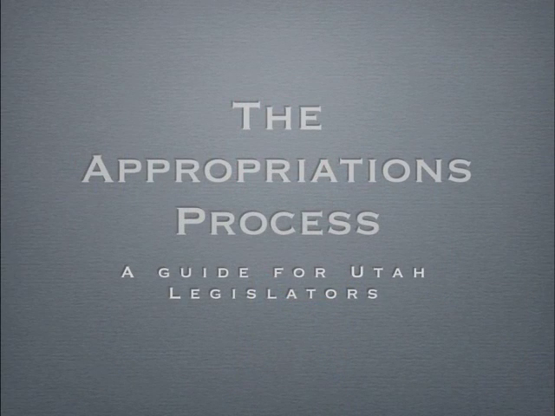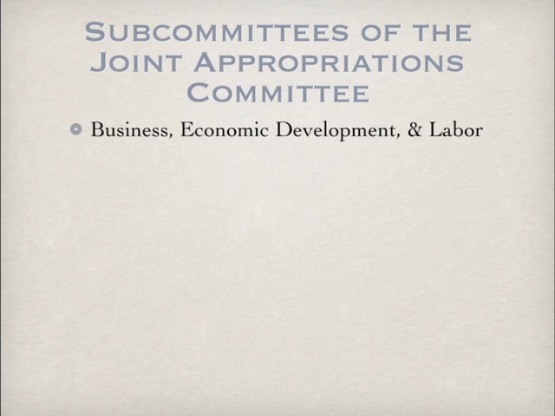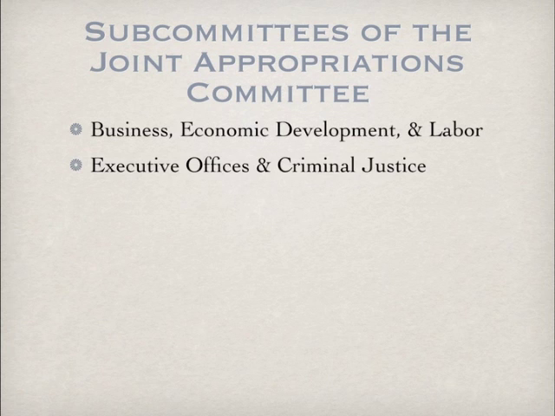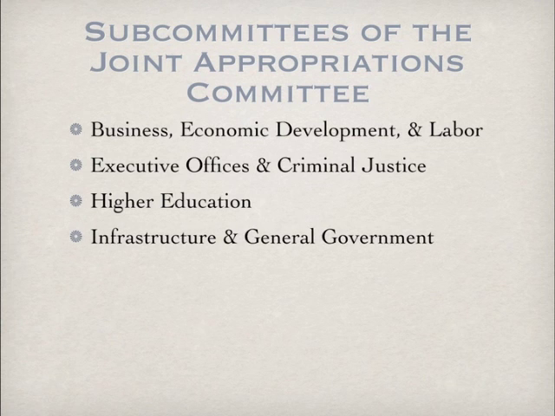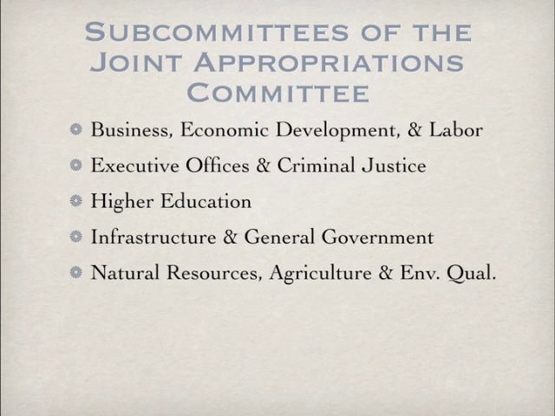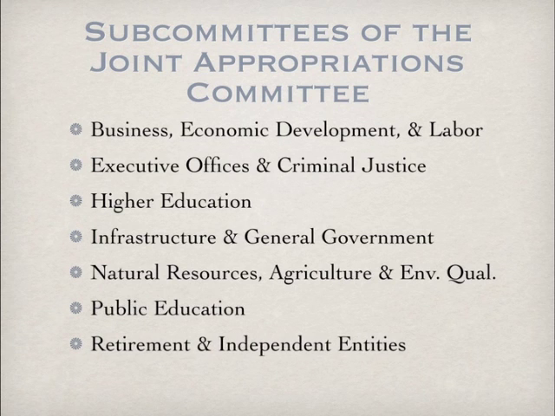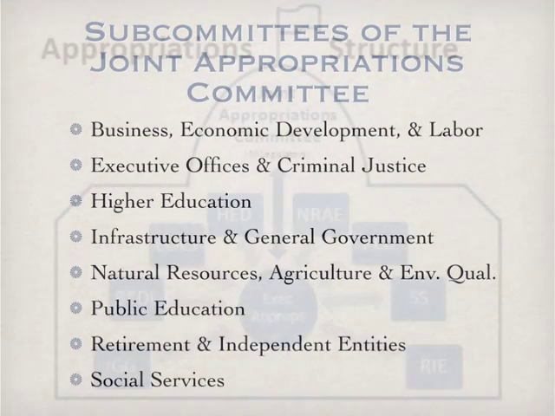Utah is unique in that all legislators serve on something called the Joint Appropriations Committee. The Joint Appropriations Committee is really the House and the Senate combined. That committee is divided into 8 issue-oriented appropriations subcommittees. The subcommittees are Business, Economic Development and Labor, Executive Offices and Criminal Justice, Higher Education, Infrastructure and General Government, Natural Resources, Agriculture and Environmental Quality, Public Education, Retirement and Independent Entities, and Social Services.